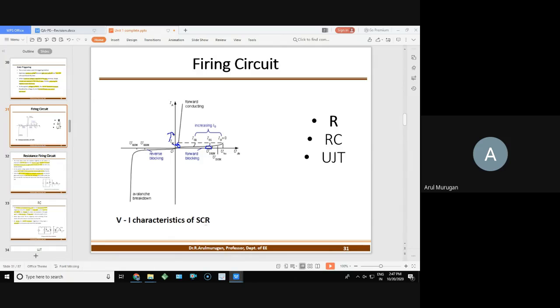The minimum current required to turn on the SCR is called the latching current. The minimum current below which the SCR goes off is the turn-off of the SCR.